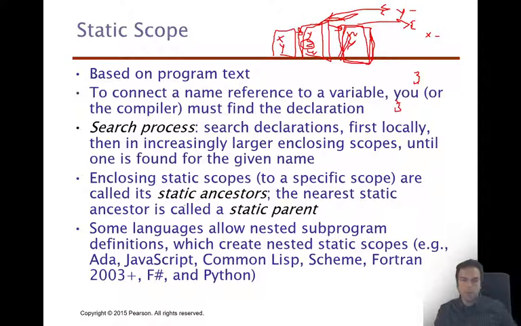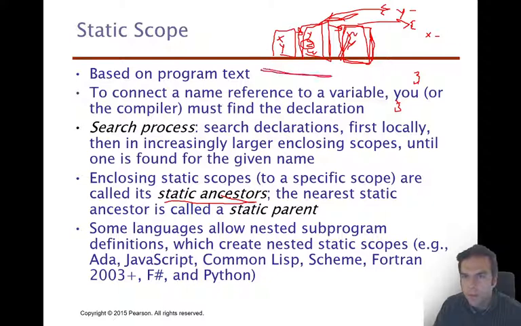to your scope. These things that you'd look back at are called static ancestors, and you can think of them as the containing scopes, right? The outer curly braces in our C-based languages. Ancestors, parent, this is the current scope, right?